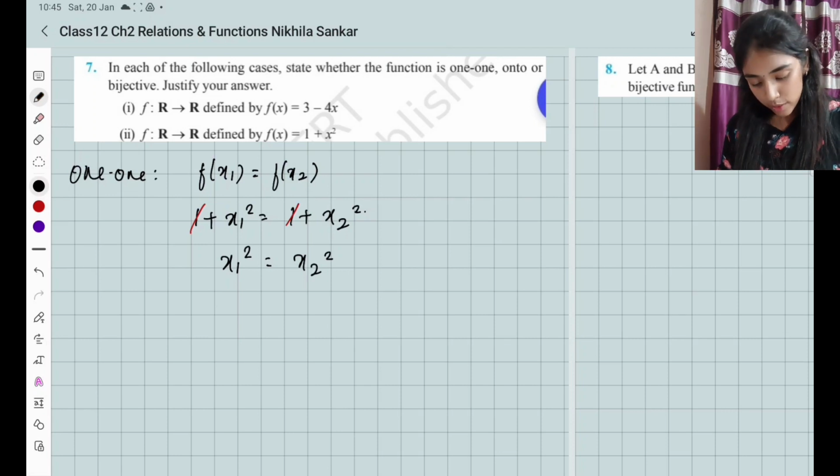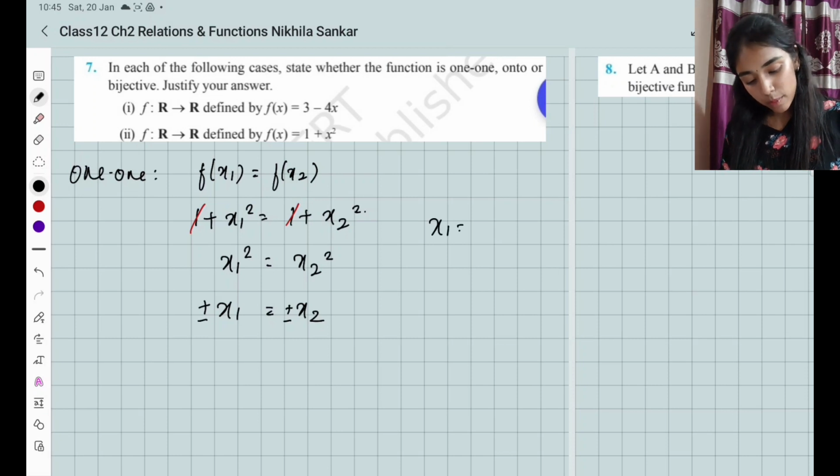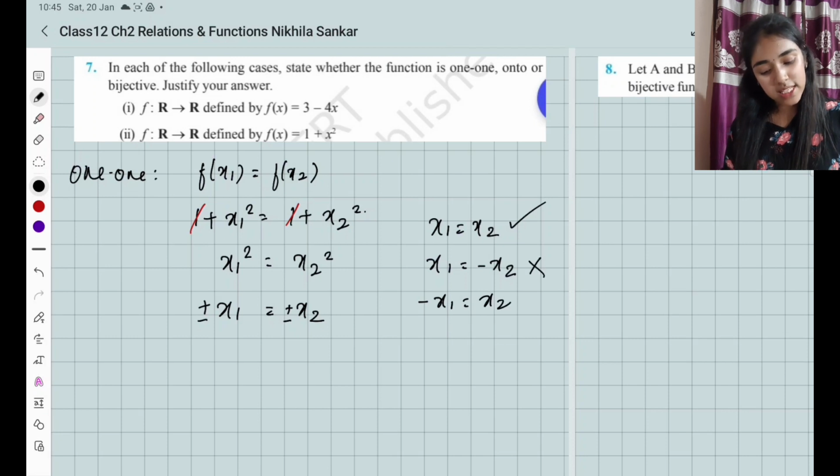You take square root on both sides, you have x1 equals x2, but remember we are talking about real numbers, so you have plus or minus x1 equals plus or minus x2. So there is a problem. The condition x1 equals x2 is true, but there is another case: x1 equals minus x2, or minus x1 equals x2. This is not satisfying the condition, so this is not one-one.